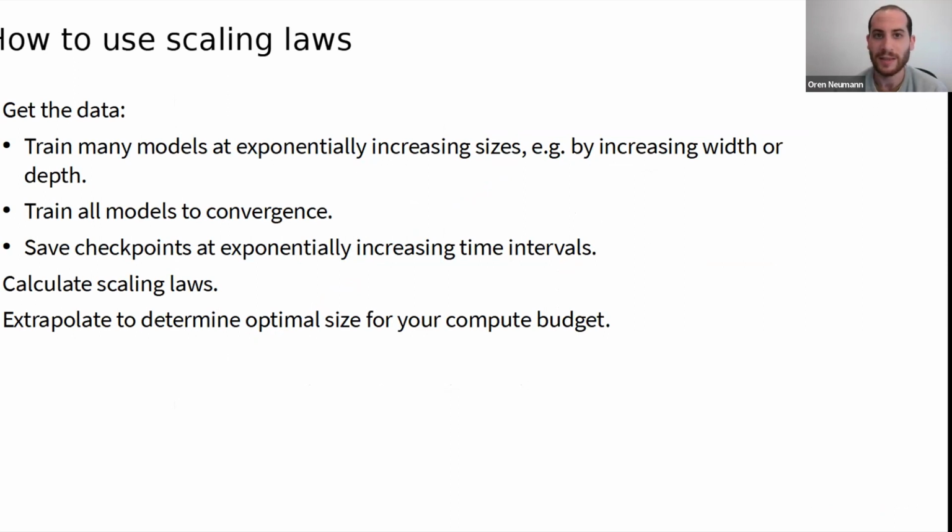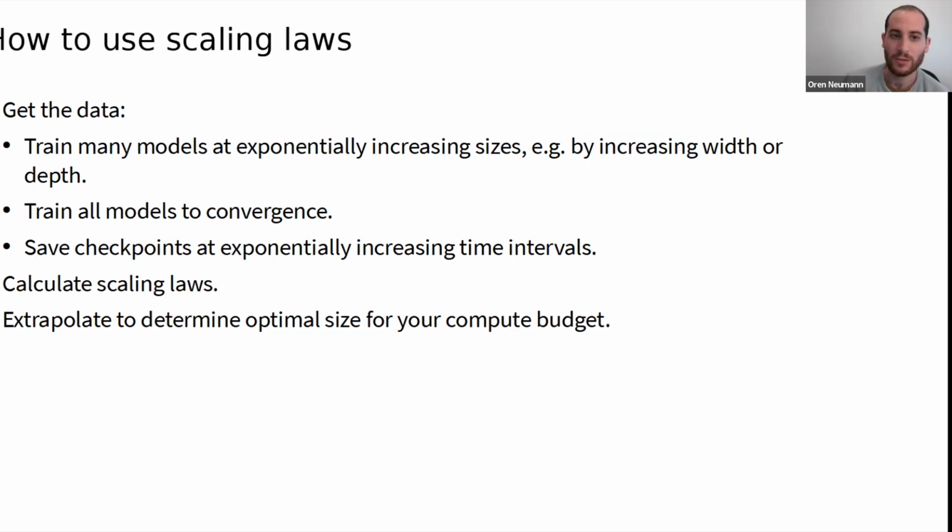First of all, you need to get the data to plot the scaling law. For that, you have to train many different models at exponentially increasing sizes by, for example, fixing the architecture of the model and increasing only the width, or increasing only the depth, or some combination of them. You need to train all models to convergence. So every model, especially the largest neural networks, have to train for long enough until they stop improving at all.